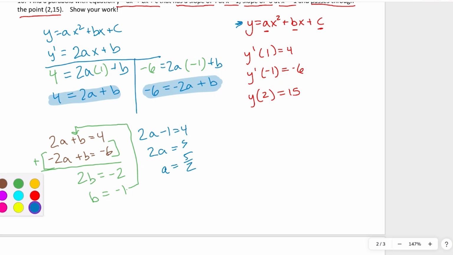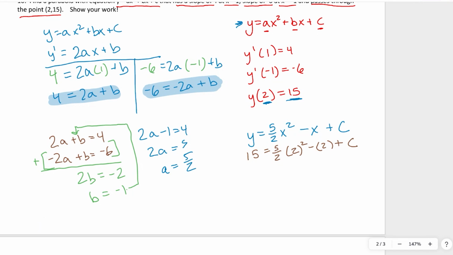Now that I've got a and b, I can find c, because what I know is that the value of the function is 15 when x is 2. So in other words, y equals, I know my a is 5 halves, x squared. I know my b is negative 1, so this is going to be minus 1x plus c, right? And so when x is 2, y is 15, that's where I'm going to get the c from. So the y is 15, the x is 2, and now I've got an equation that I can solve for c.